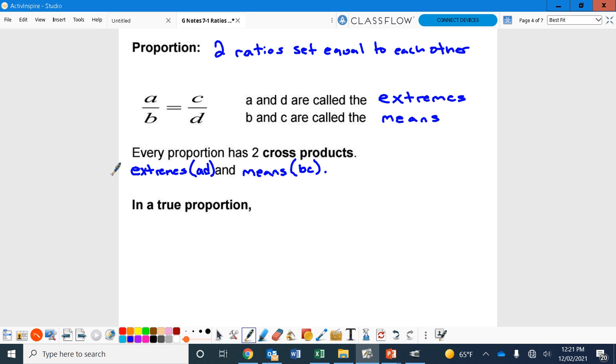Now, let everybody get that down. I'm going to write some. You don't have to write this down, guys. This is just for explanation purposes. If you want to, you can, but it's not required.